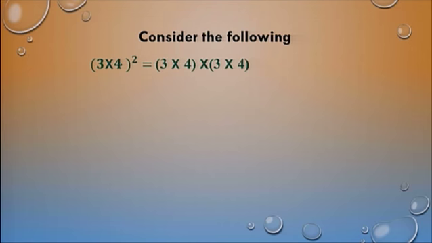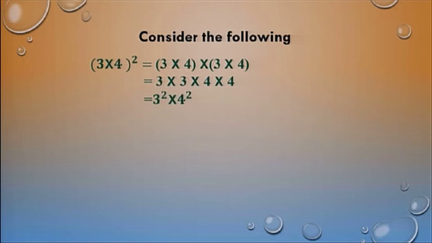(3 times 4) power 2. We have a bracket with power 2. We know that indices is used for repeated multiplication. Here we have (3 times 4) power 2. So this bracket containing 3 times 4 will be repeated twice. So we have 3 times 4 times 3 times 4. Now let us group the 3's together and the 4's together. We have 3 times 3 times 4 times 4, which can be written as 3 power 2 times 4 power 2.